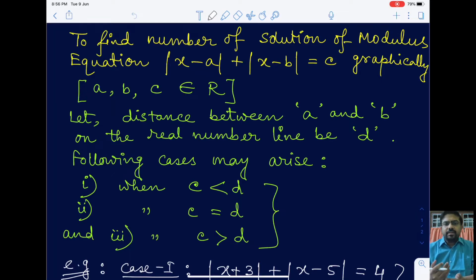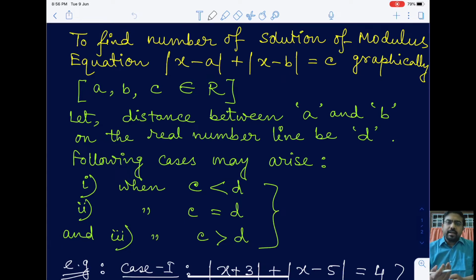Now, if we plot the critical points a and b on the real number line, and consider the distance between a and b as equal to d, there are three cases which may arise to find the number of solutions graphically.